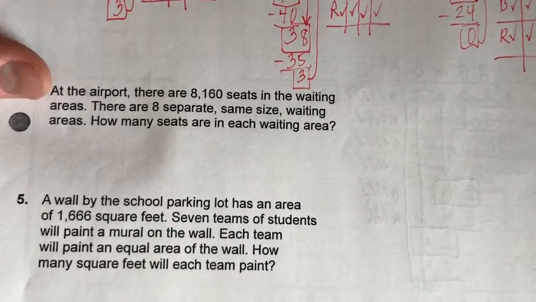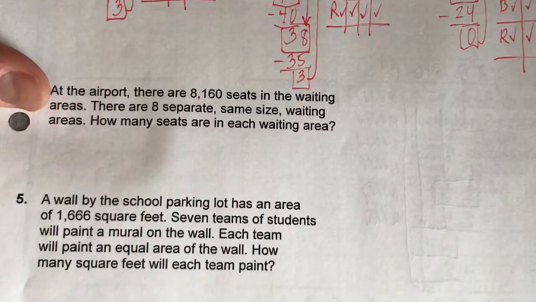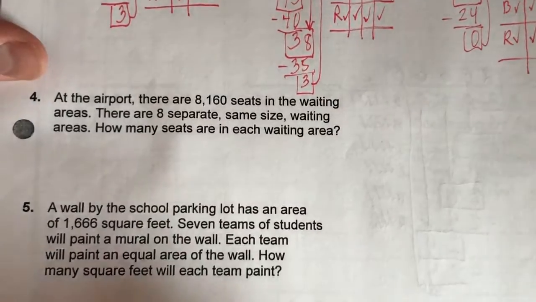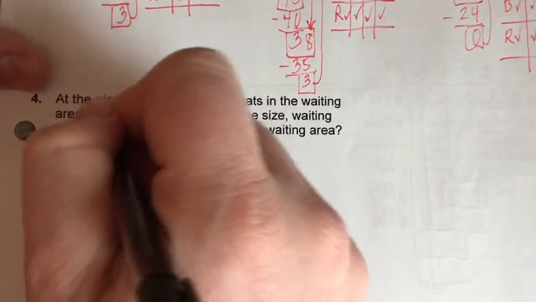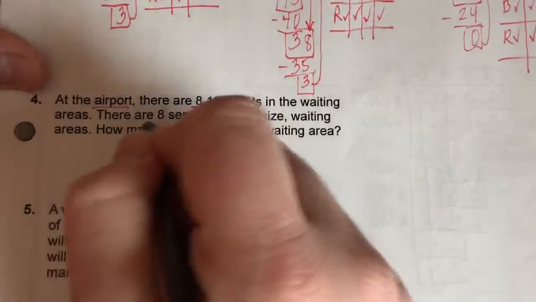We only have 3 of them. You can do them on the grid paper or on this paper if you have space. That's why I gave you the grid paper. All right, so underline important info. So at the airport, there are this many seats in the waiting area. So where the airport, this many seats.